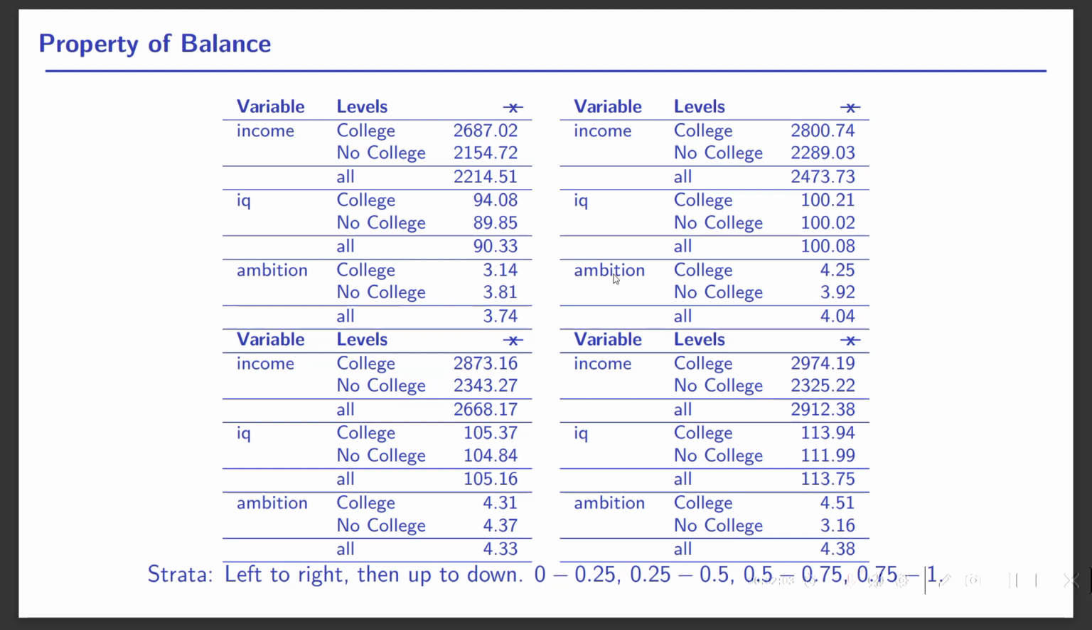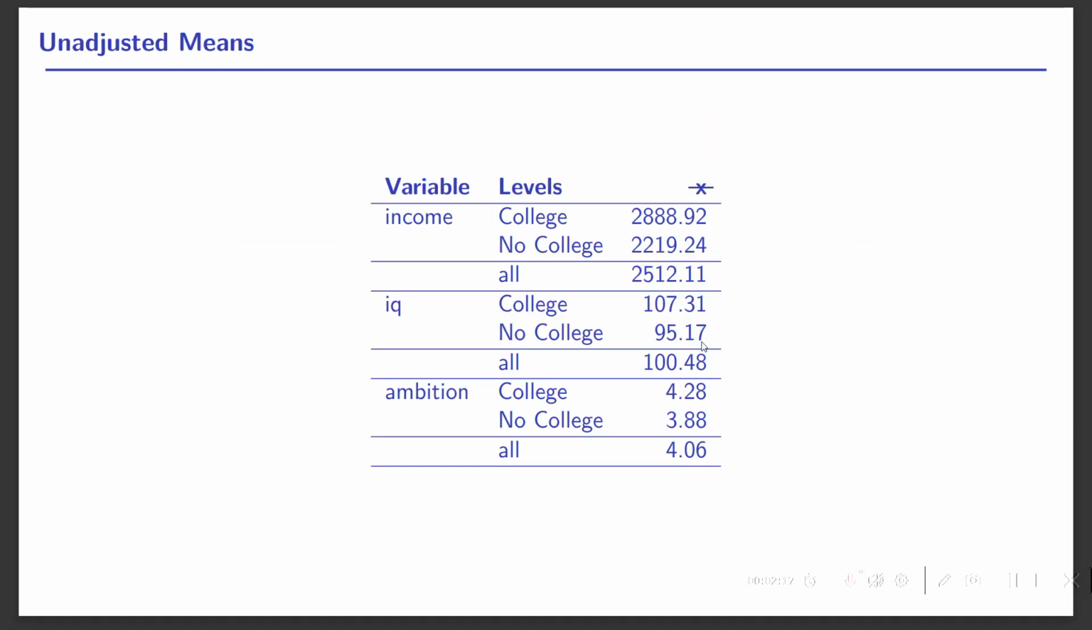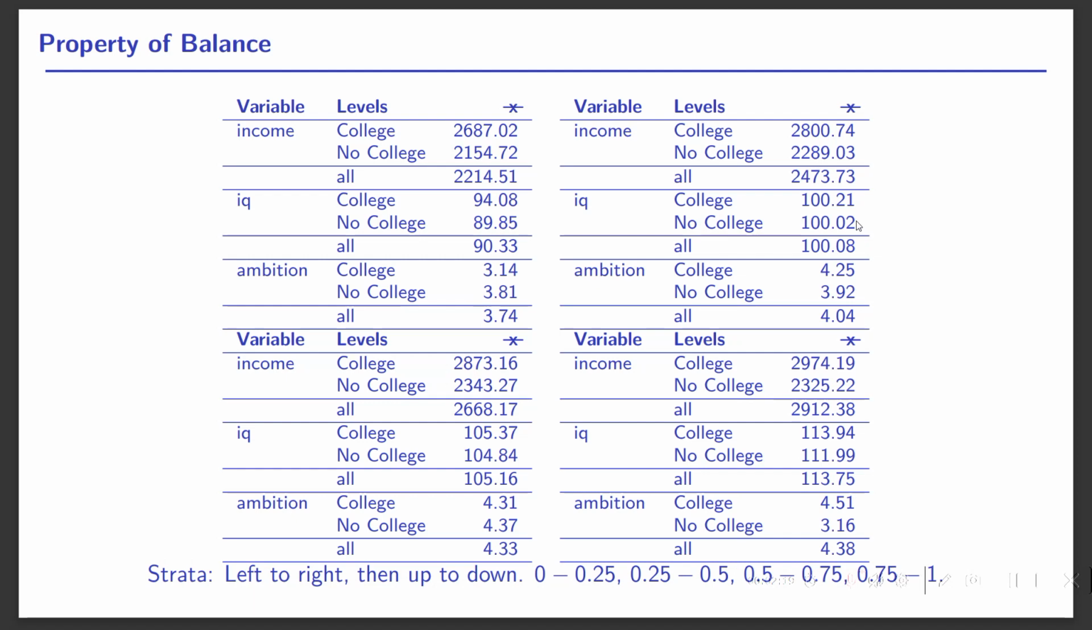Now let's focus on the 2 middle tables. Here the difference in the means are definitely much smaller than when we didn't stratify. Here, for IQ, the difference was previously 12 points, and now it's less than 1. It's 0.1 difference in IQ, 0.2 difference in IQ score. Much smaller. If we had found substantial differences within these strata, the common support assumption would seem violated. So we probably didn't model the propensity score correctly.